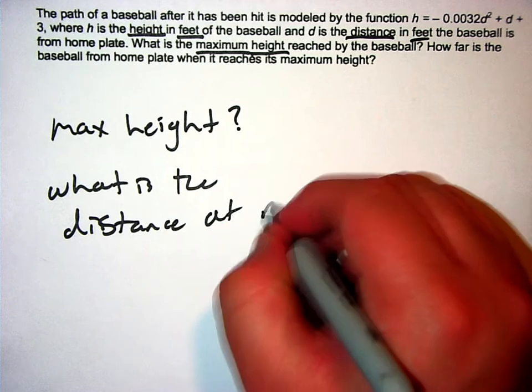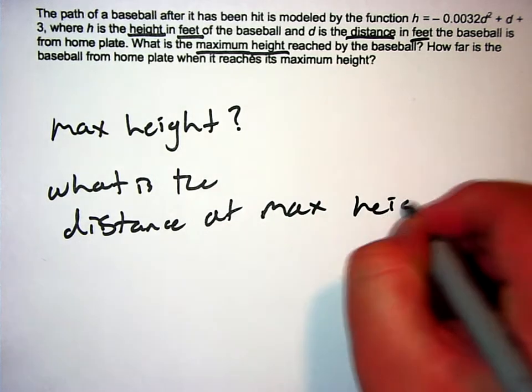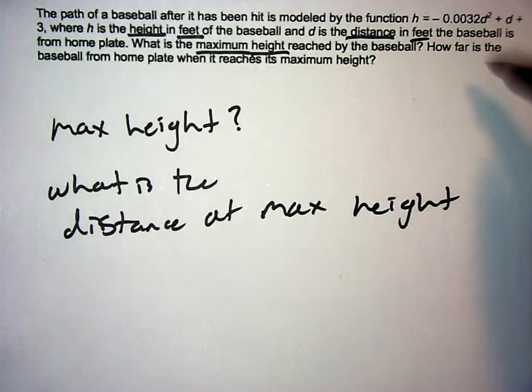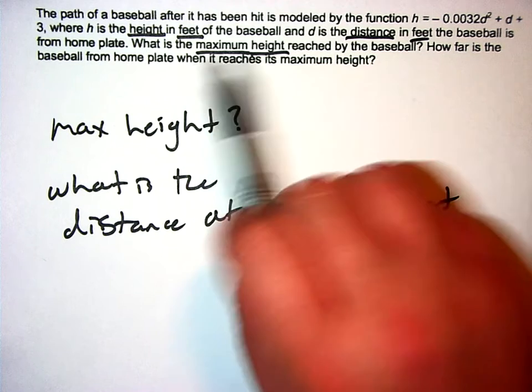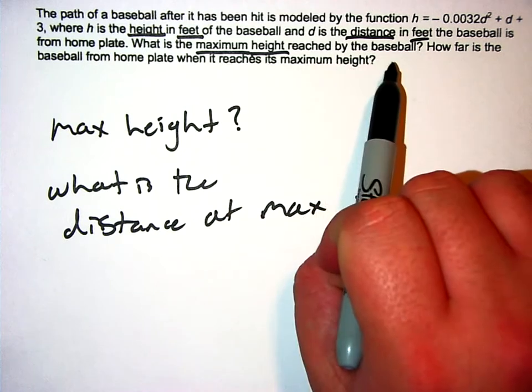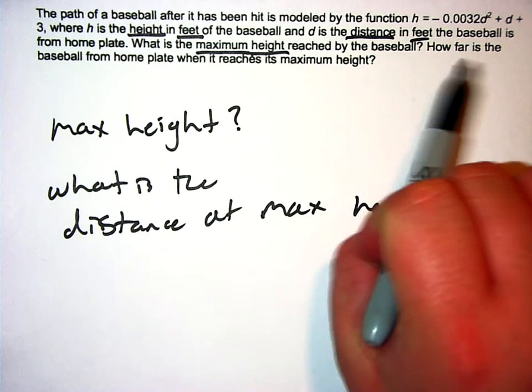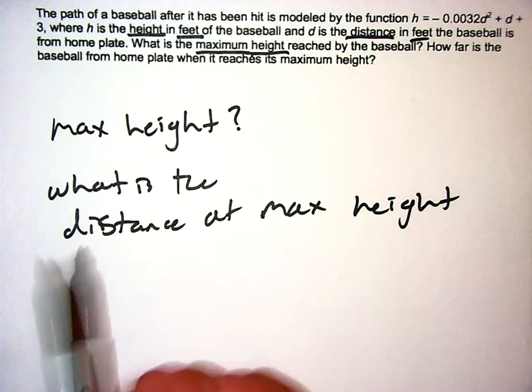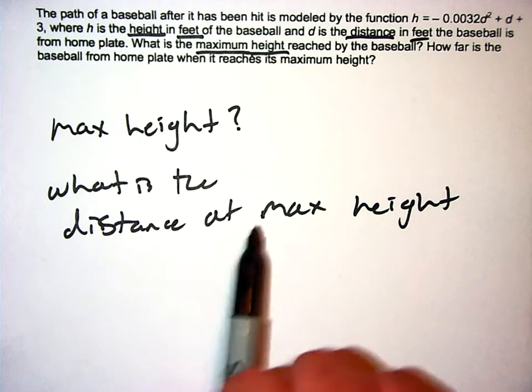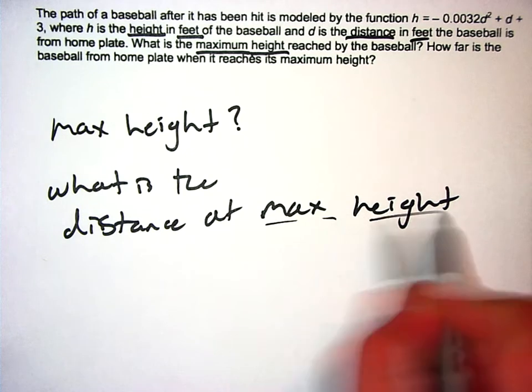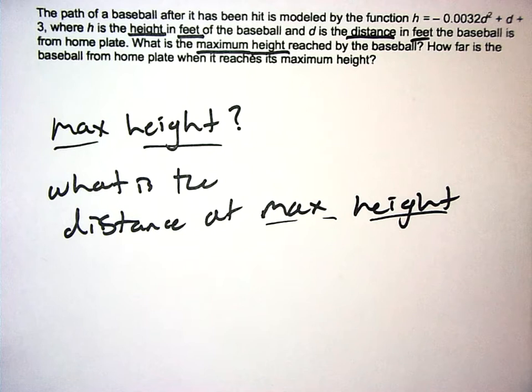at max height. Okay, so again, it's asking what is the maximum height reached by the baseball and how far is the baseball from home plate, that is what is the distance, when it reaches this point at the max height. So we're talking about the same point, but it wants to know specifics about this point.